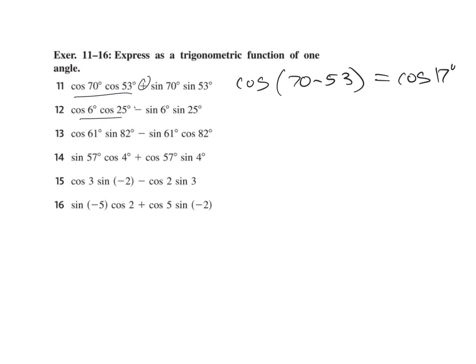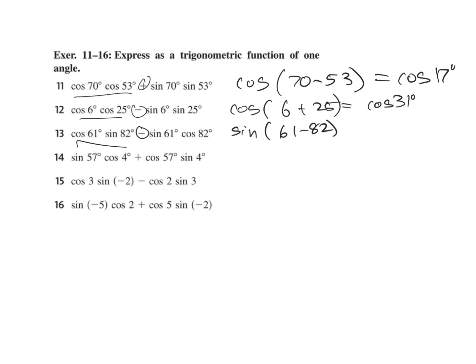All right, next one. You have cosine and cosine again, and a minus sign. So that would be the cosine of the addition of those two values, 6 plus 25, or the cosine of 31 degrees. Now you have cosine, sine, and a minus sign. So that's going to be the sine of the difference of these two numbers. So just take 82 minus 61. Okay, and that's 21 degrees.